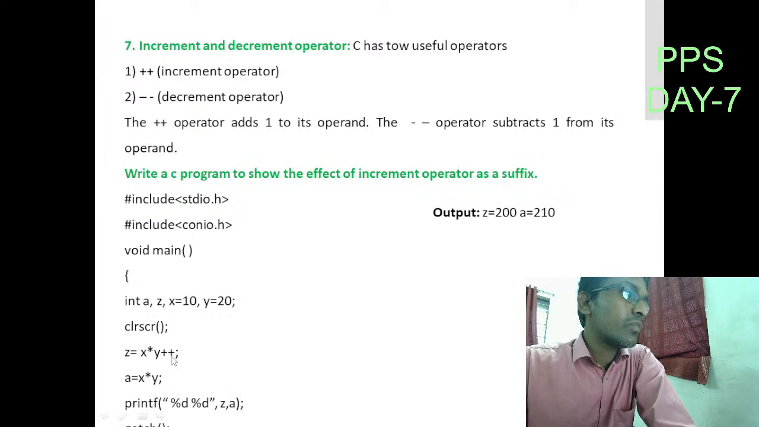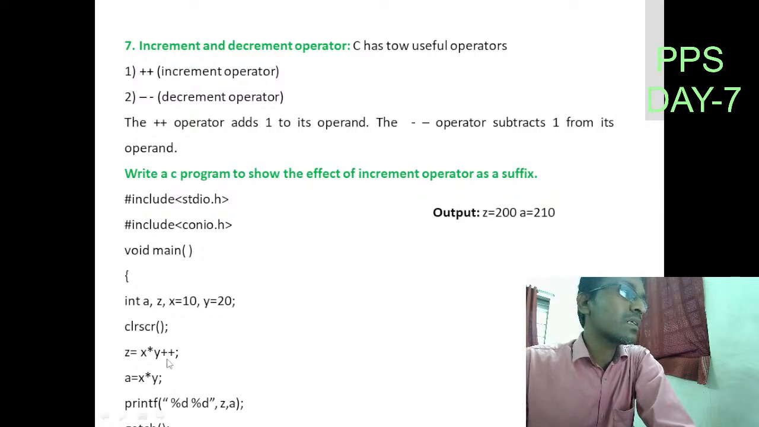So here y plus plus is a post increment. That means the current value of y is used first, so y value is assigned directly. The x value is 10 and the y value is 20, so I got z is equal to 200.